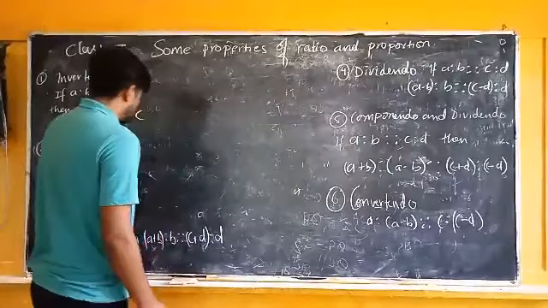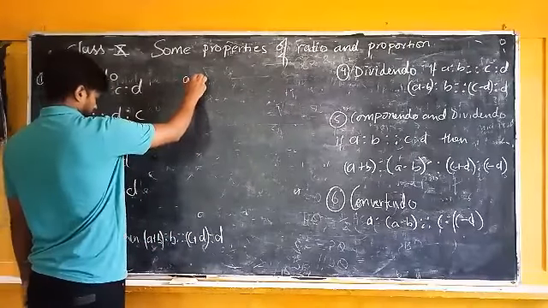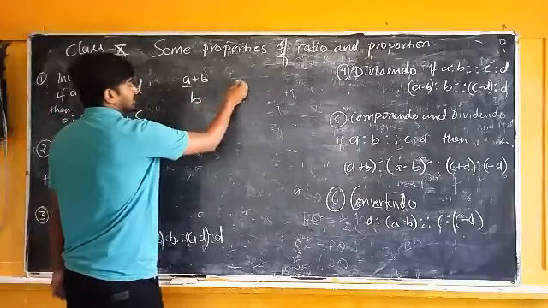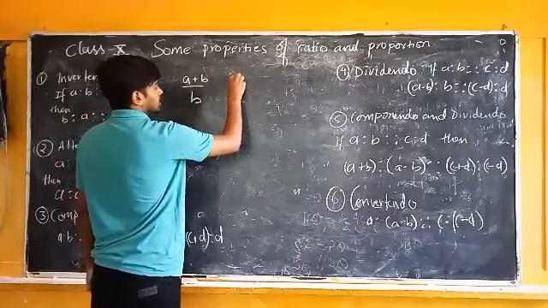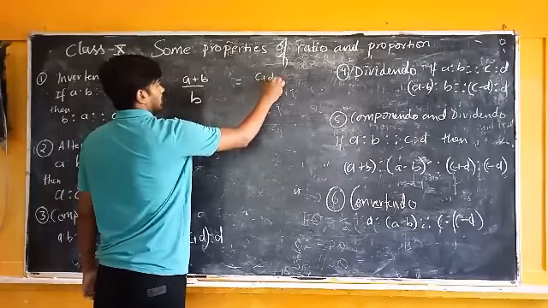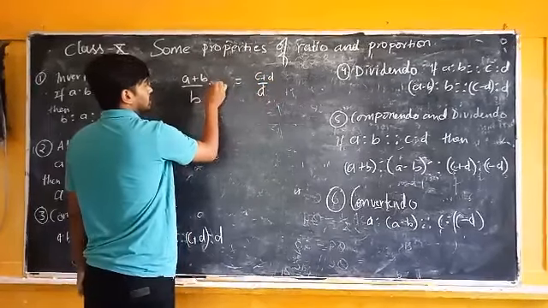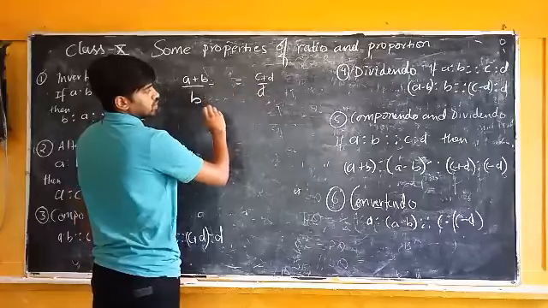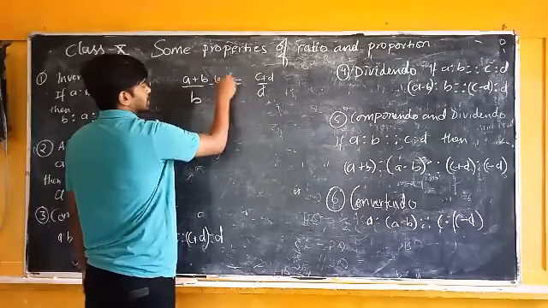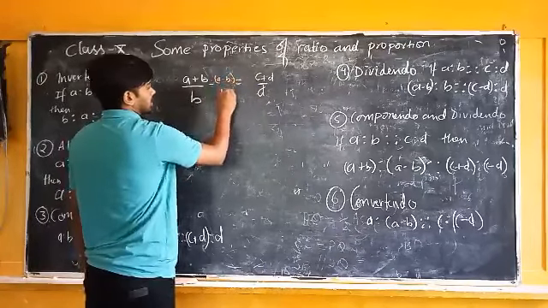आप componendo लो. Componendo क्या है? A plus B upon B equals to C plus D upon D. अब इन दोनों को डिवाइड कर दो किससे? डिविडेंडो से. So डिविडेंडो से डिवाइड करने के बाद क्या आएगा? A minus B upon B divided by C minus D upon D.